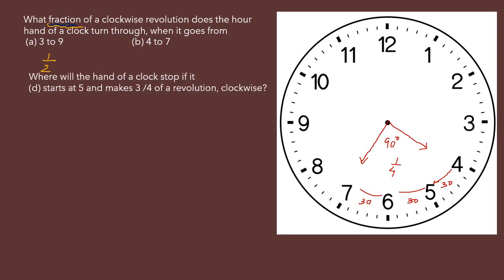Now let us move to the next question. Where will the hand of a clock stop? These are the different types of questions that you'll be getting from this clock question, or from north to east and all. The questions are there in your textbook. You'll be doing that and then you'll be submitting it to me correctly. Now the question is, where will the hand of a clock stop if it starts at 5 and makes 3/4 of a revolution clockwise? If it is starting at 5 and then it has to move 3/4 of a revolution, 3/4.